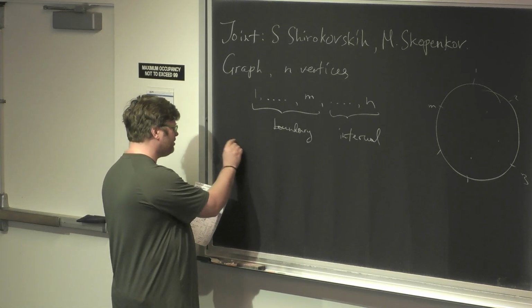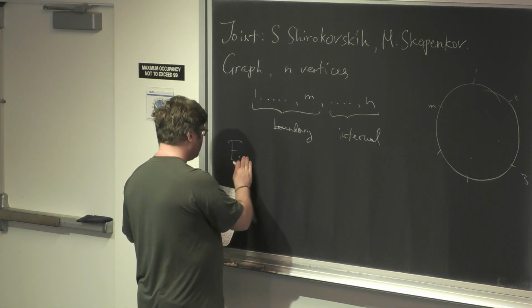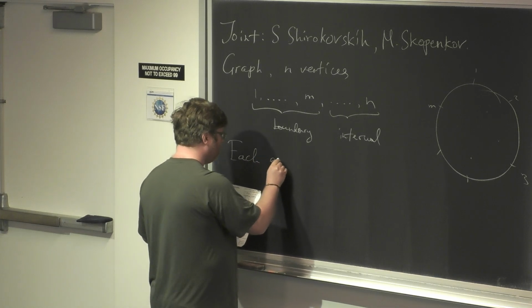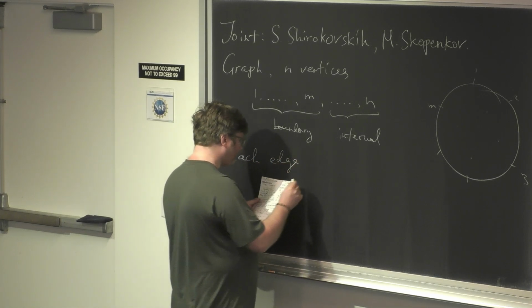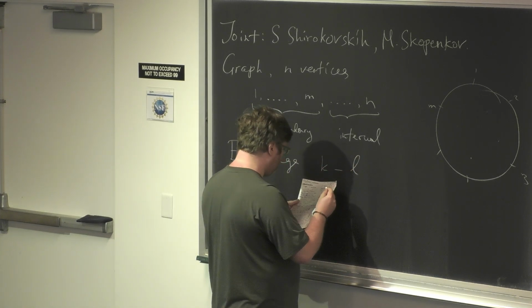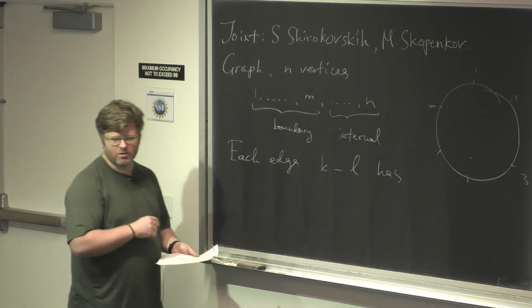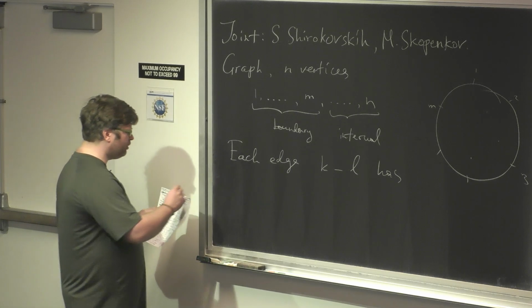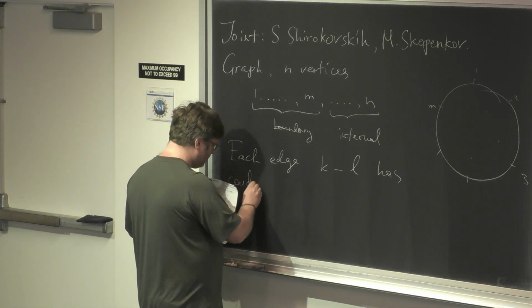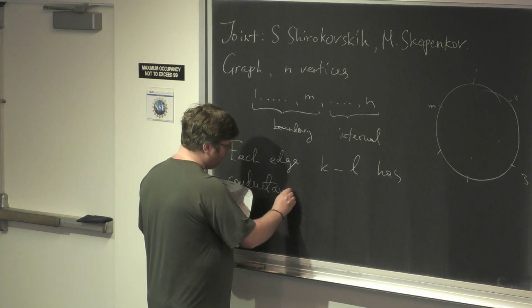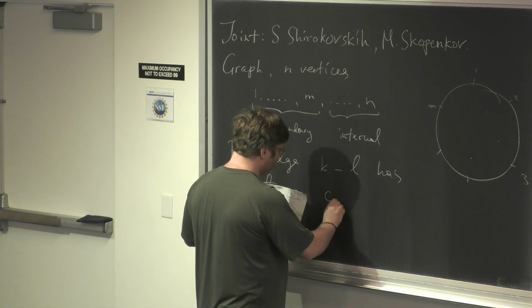So now each edge connecting two vertices K and L has conductance, some number associated to it. Let's say a positive real number. It's called conductance, and we'll denote it C_KL.